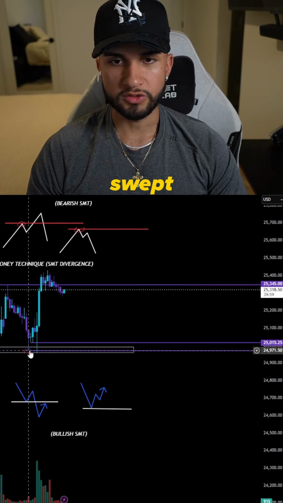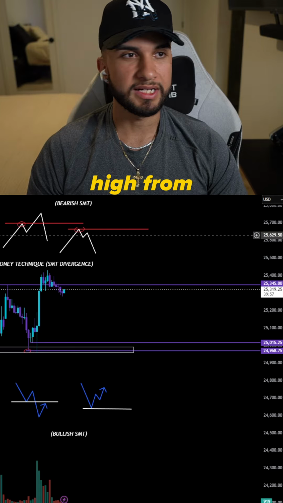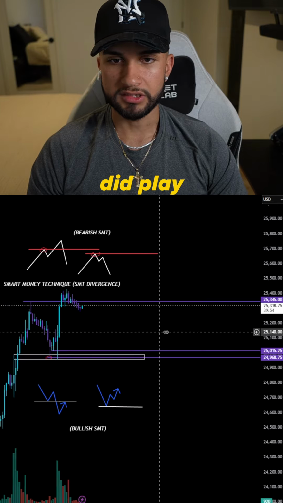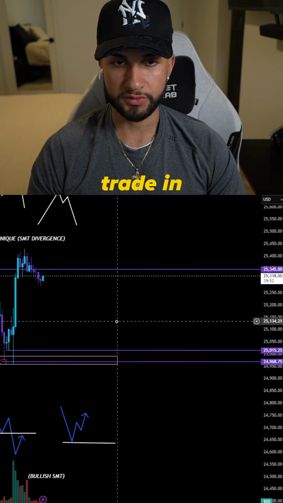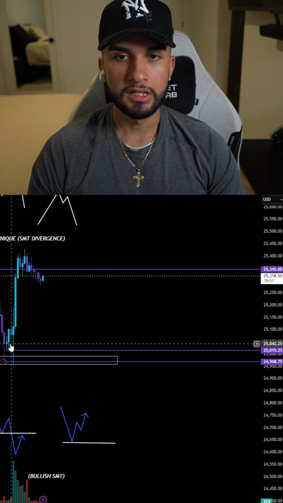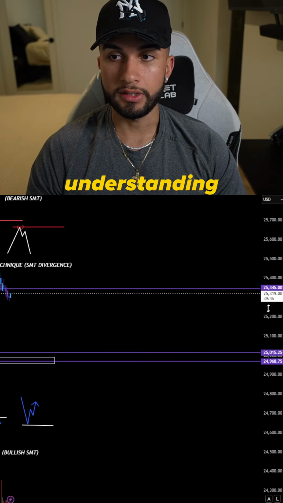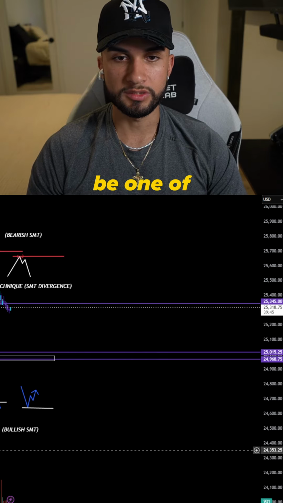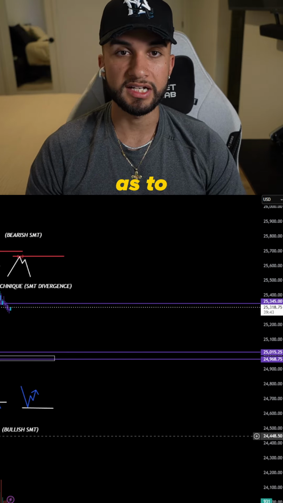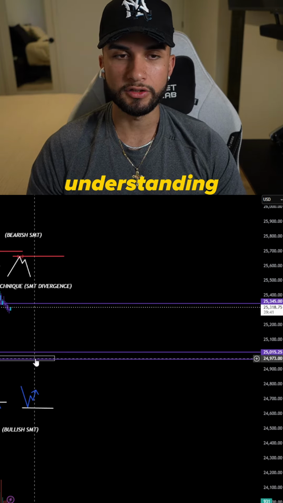So for here, we swept this, then we ended up sweeping the daily high from yesterday. SMT divergence did play out. This was a perfect trade in my opinion. Understanding what confluences played out and understanding why you win your trade is going to be one of the most important key aspects as to increasing your win rate and understanding your risk to reward.